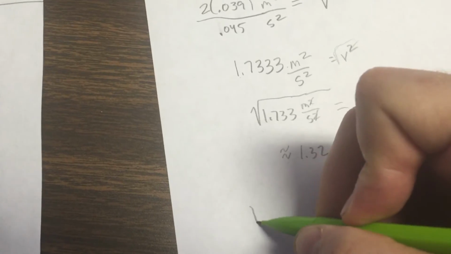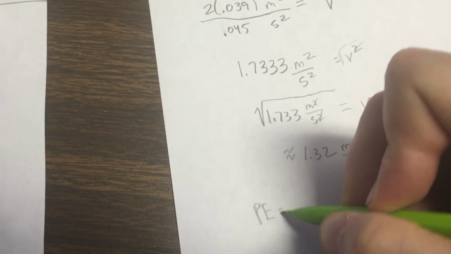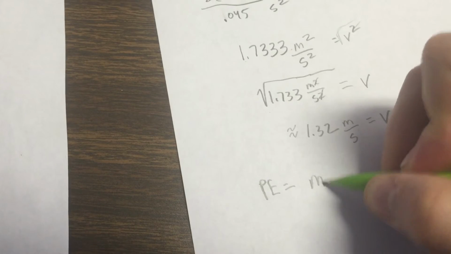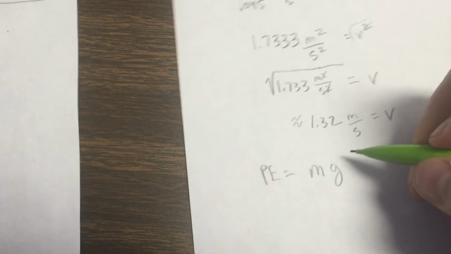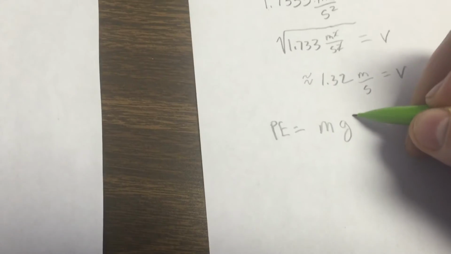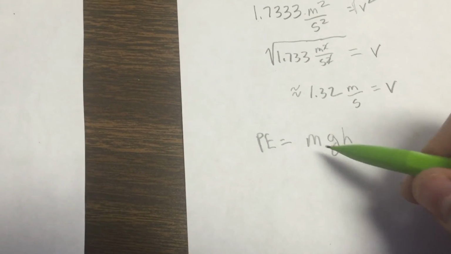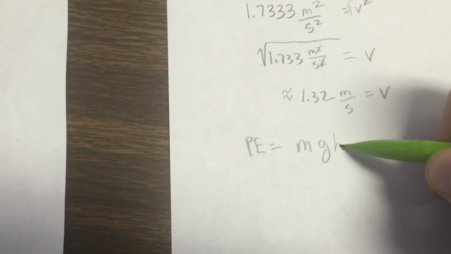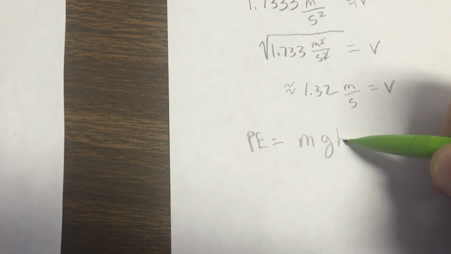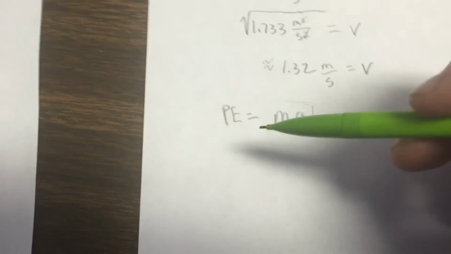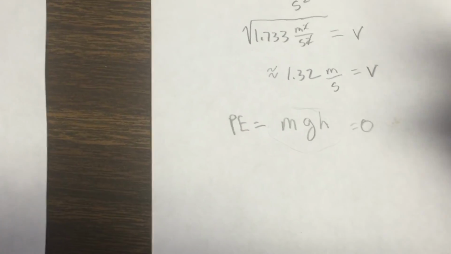Now, let's just prove that our potential energy now equals 0. So potential energy is mass times gravity times height. Now our height at the bottom of the ramp is 0. Therefore, this is all going to equal 0, and our potential energy equals 0.